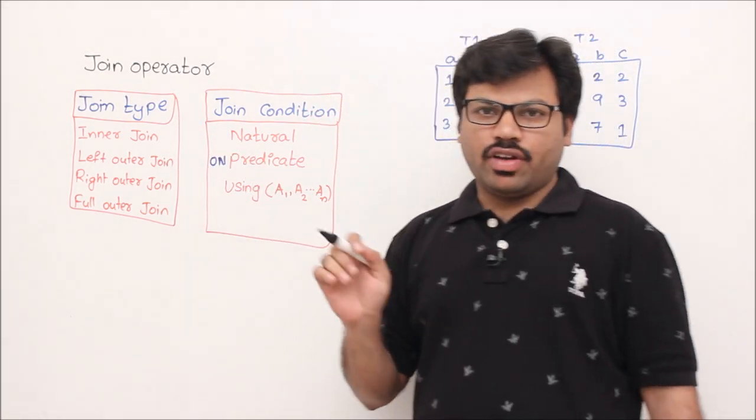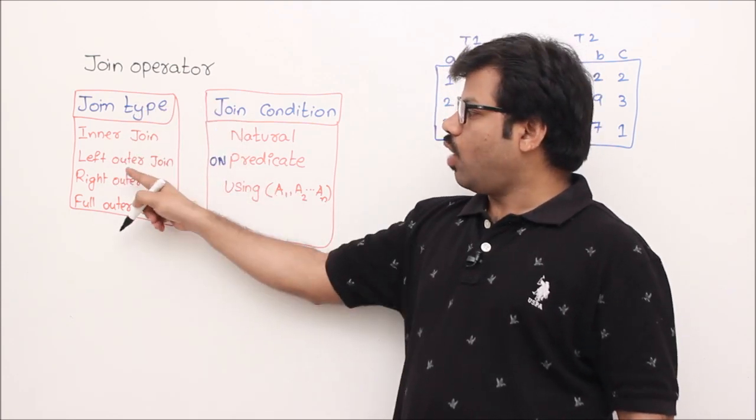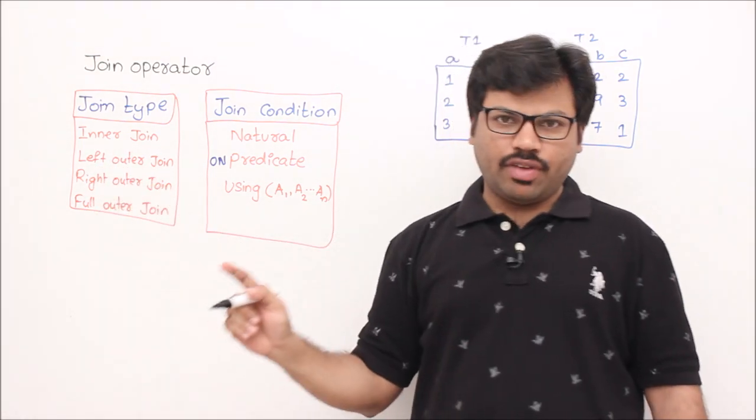So we'll see one by one. There are two kinds of join types. One is inner join, second one is outer join. In outer join, we have three variations: left, right, full. We will see them one by one.